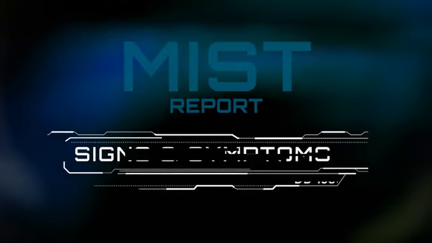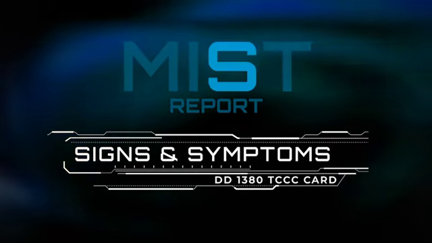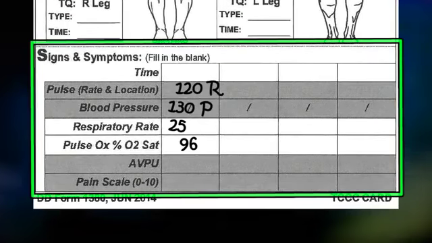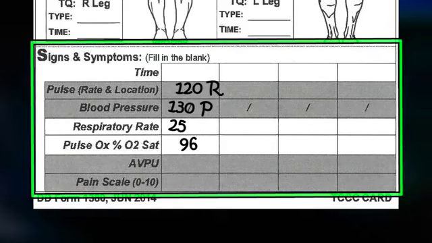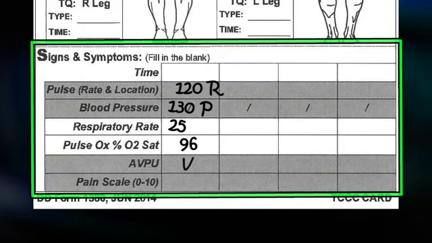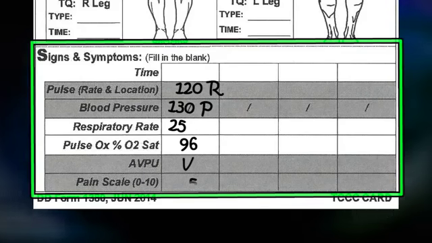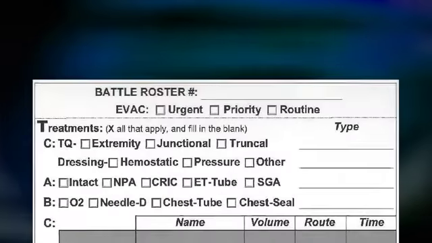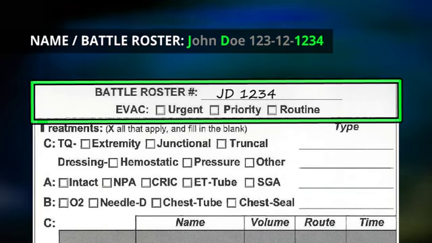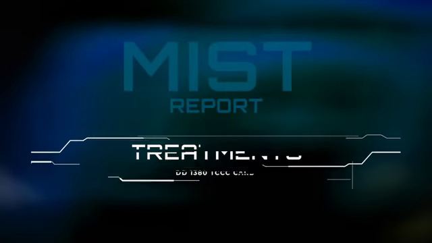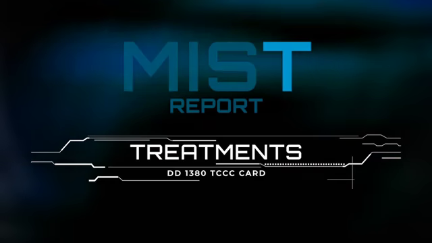After that, the last section on the front page is for signs and symptoms, the S in a MIST report. This is where you would document vital signs and pulse oximetry readings and the time each was assessed. Additionally, there is a place to annotate the casualty's responsiveness using the AVPU scale and a 0 to 10 pain scale assessment. When you turn the card over, the top section repeats the information on the battle roster number and the evacuation priority. The top section is for treatments, the T in the MIST report.